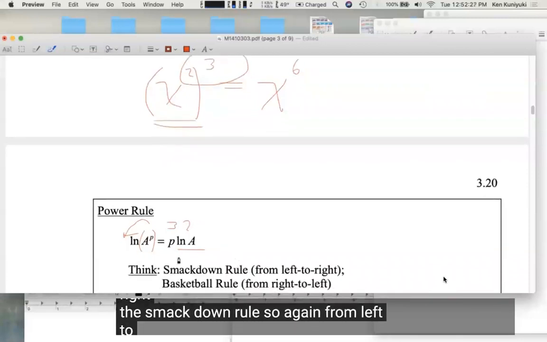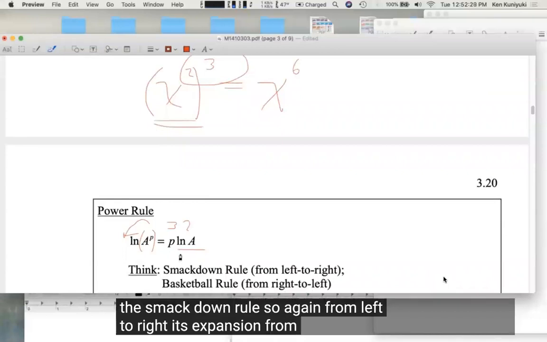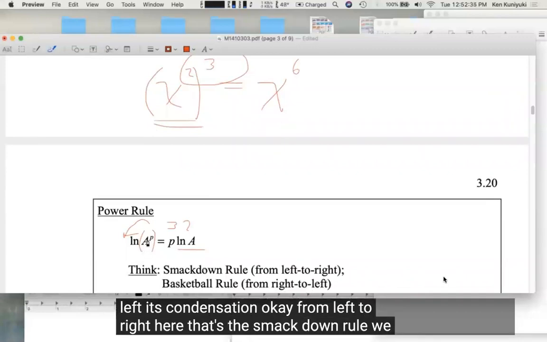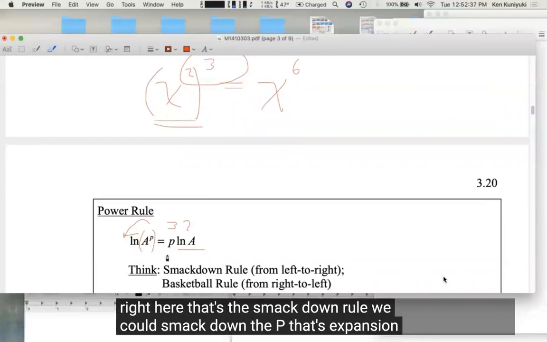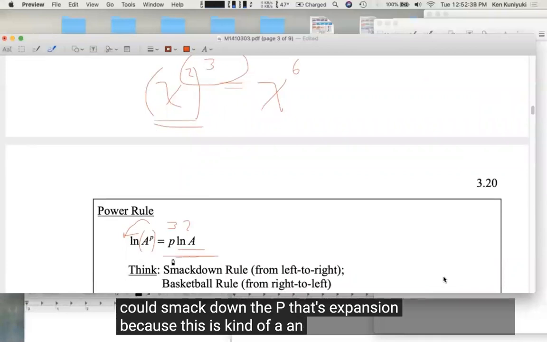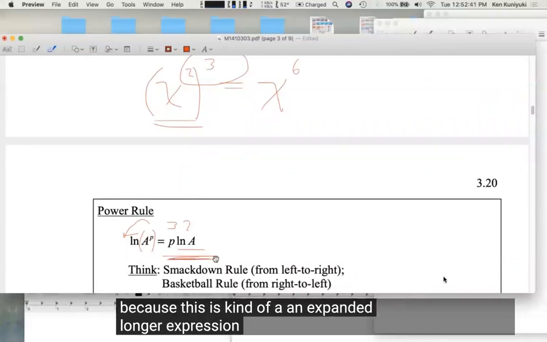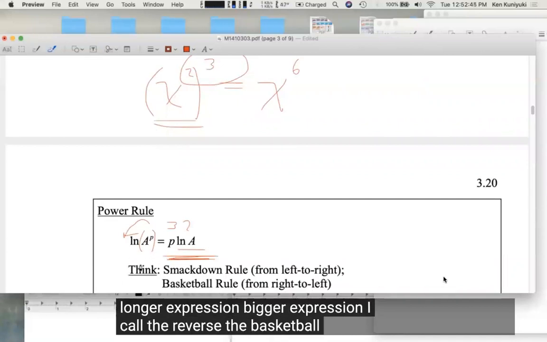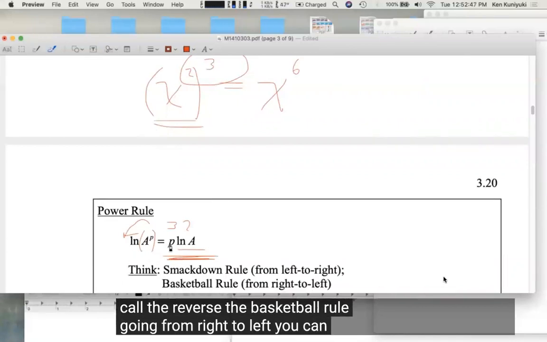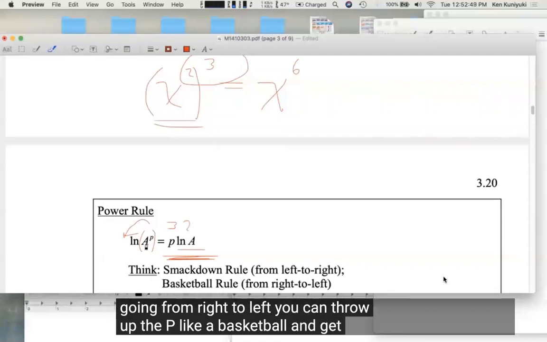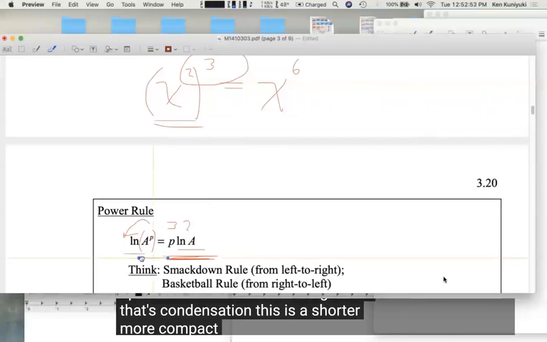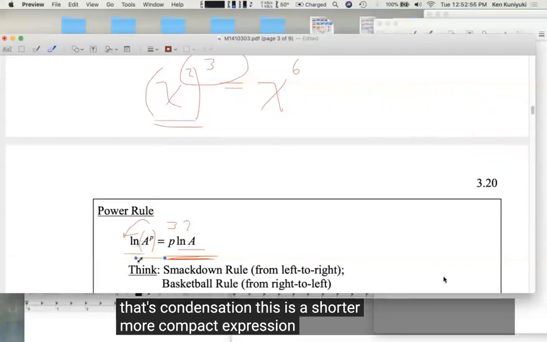So again, from left to right, it's expansion. From right to left, it's condensation. From left to right here, that's the smackdown rule. We can smack down the p. That's expansion because this is an expanded, longer, bigger expression. I call the reverse the basketball rule, going from right to left. You can throw up the p like a basketball and get that. That's condensation. This is a shorter, more compact expression.